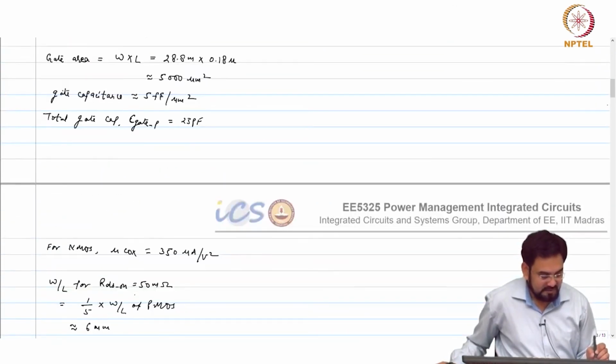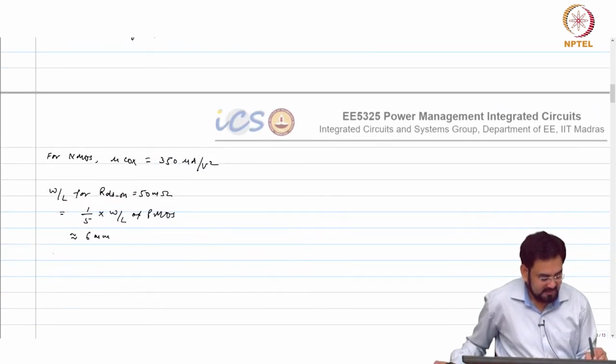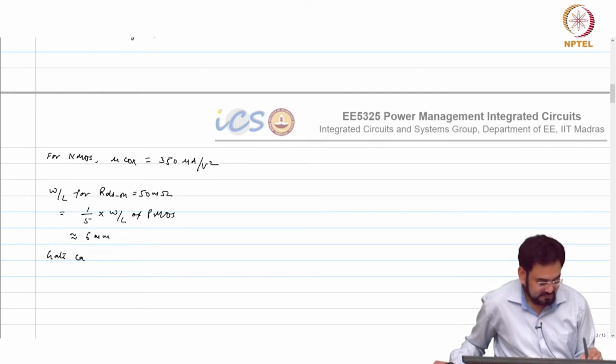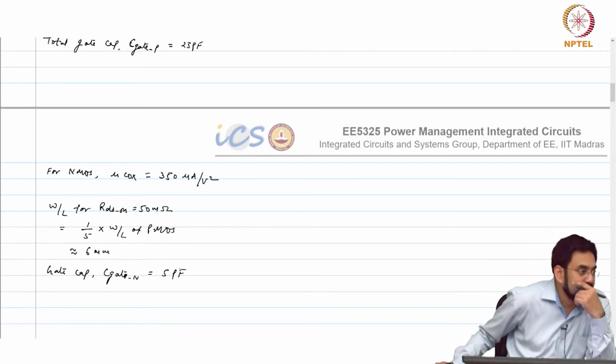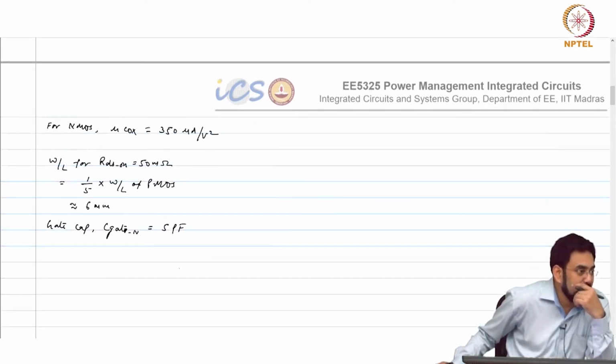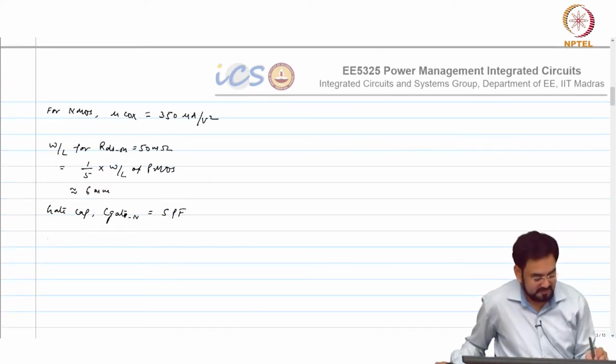So, your gate cap or gate area, the gate cap will be 1/5 obviously. So, C gate N equal to 5 picofarad, okay. So, what is the total gate cap? 30 picofarad, huh?